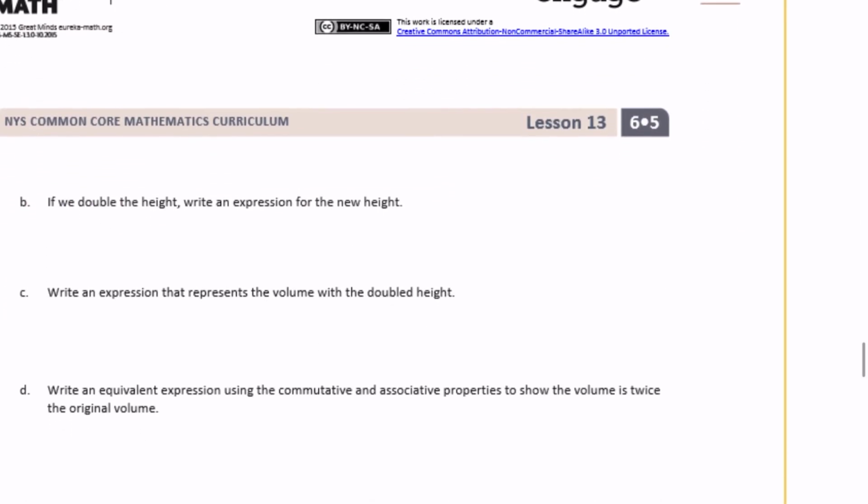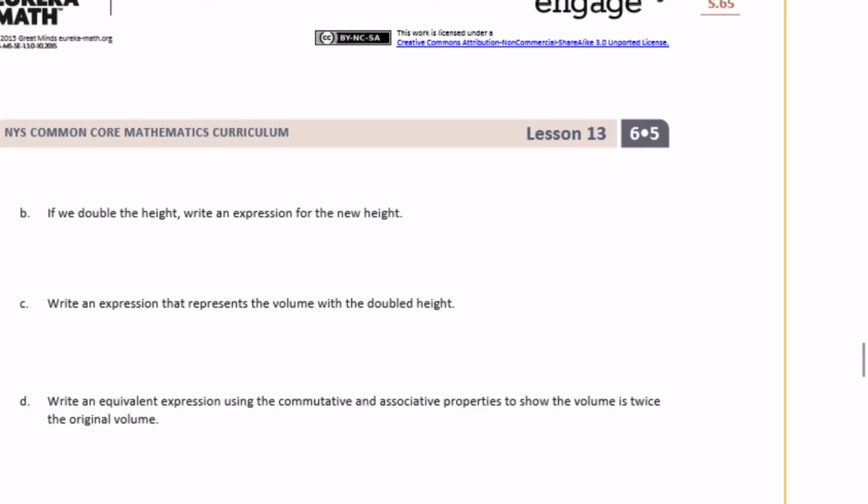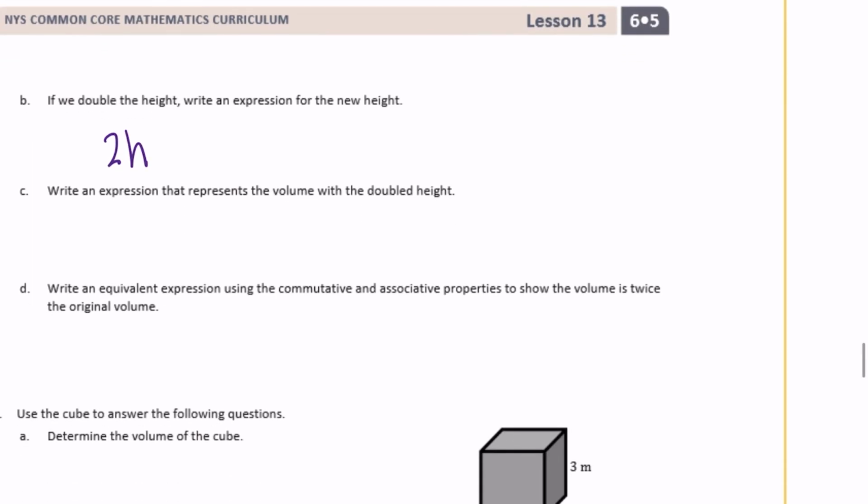If we double the height, write an expression for the new height. So we double the height, we have twice as much height, so that would be 2H. Write an expression that represents the volume with the doubled height. So we would do B, the area of the base, times 2H. So that would be the volume if we doubled the height.